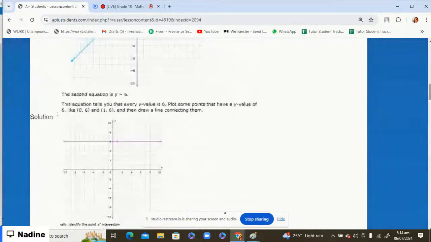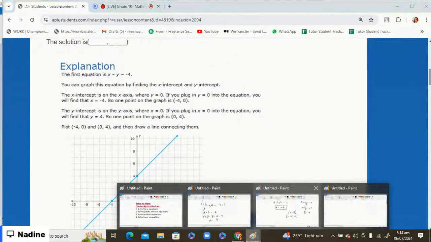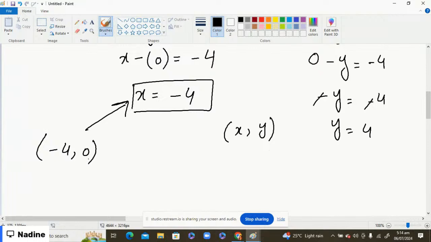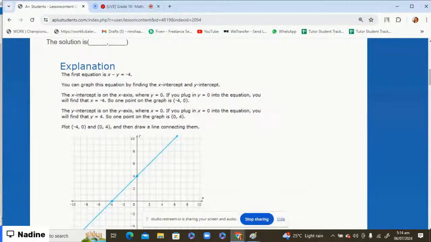Otherwise you can write it in the form of 2 points. In that case, what is the value of x and y? x is minus 4 and y is 0, and in the other case, x is 0 and y is 4. So what are the two values? The values are minus 4, 0 and 0, 4. Okay, this is the thing.